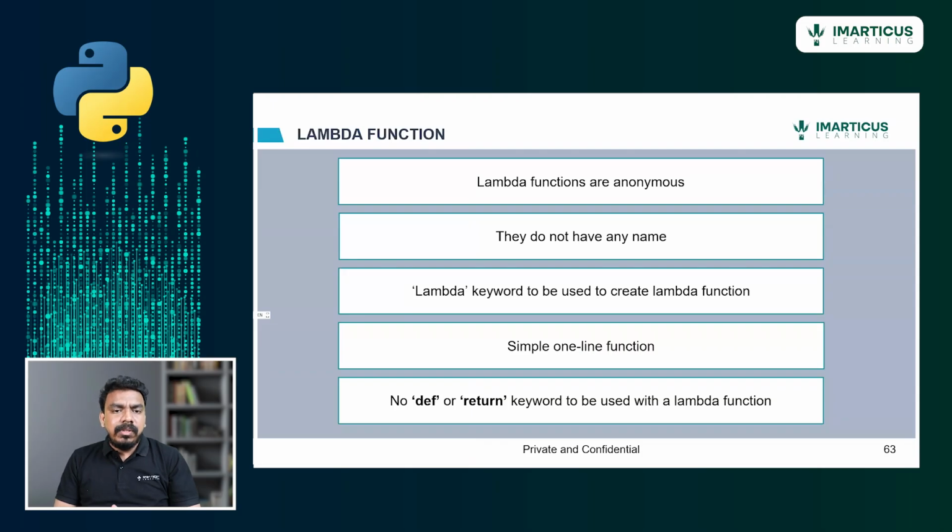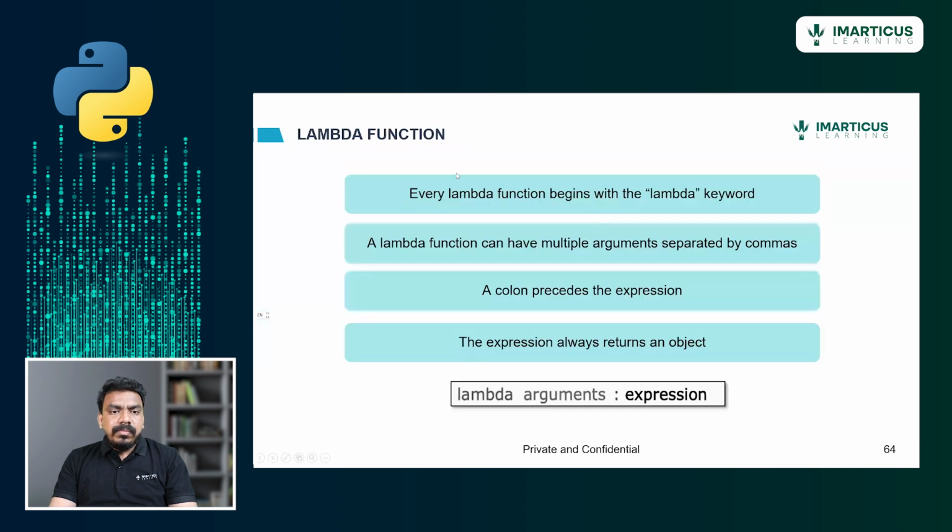We'll try to understand what a lambda function is in detail. Lambda functions are also called anonymous functions. They do not have any name. The lambda keyword is used to create lambda functions. Simple one-line functions can be created by using the lambda function. So every lambda function begins with the lambda keyword.